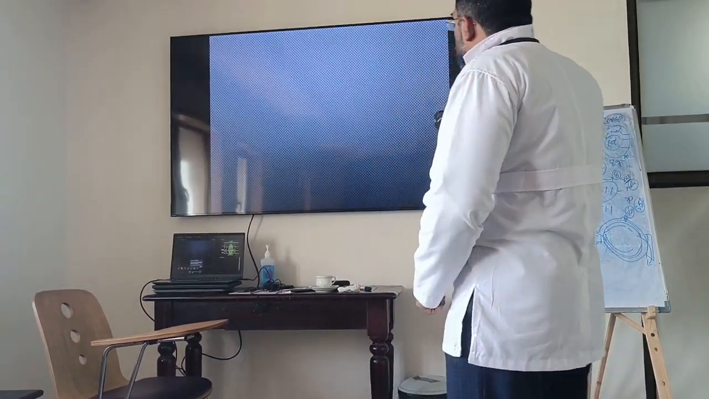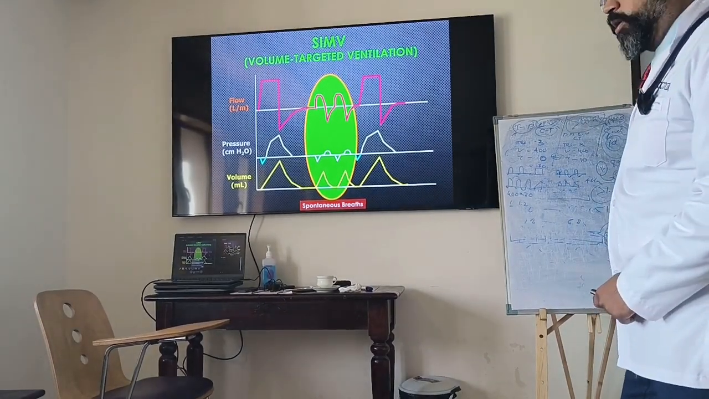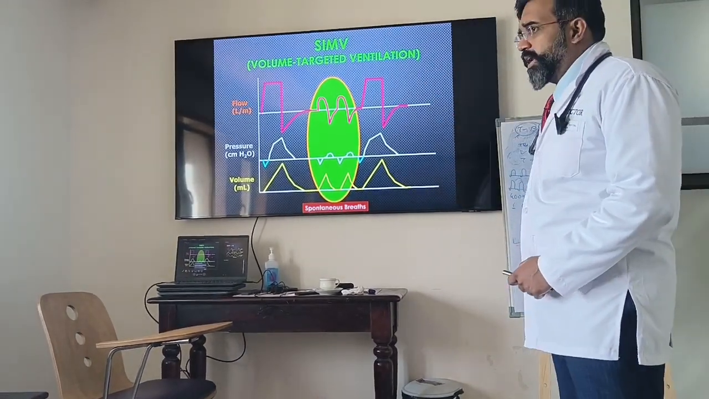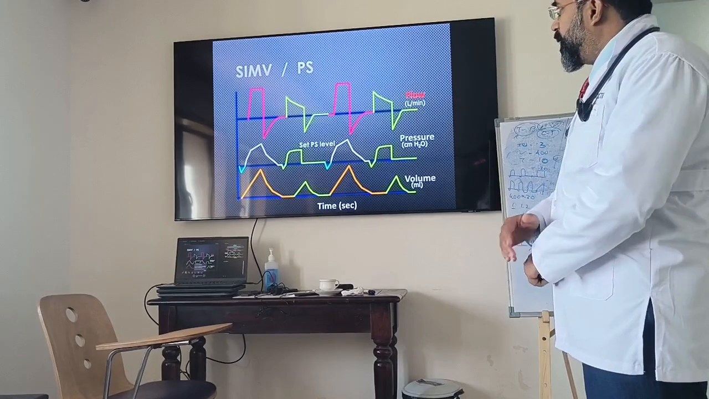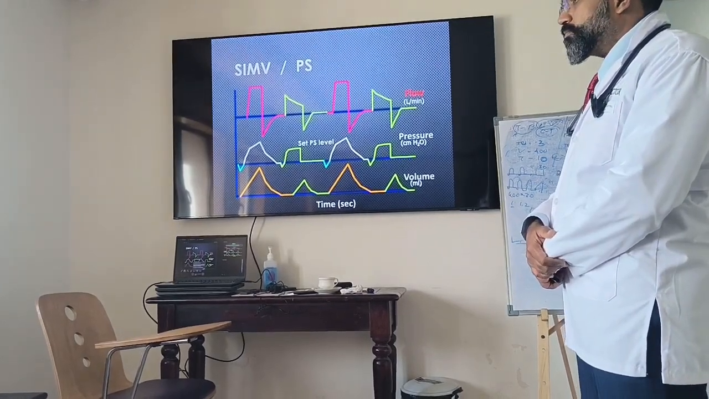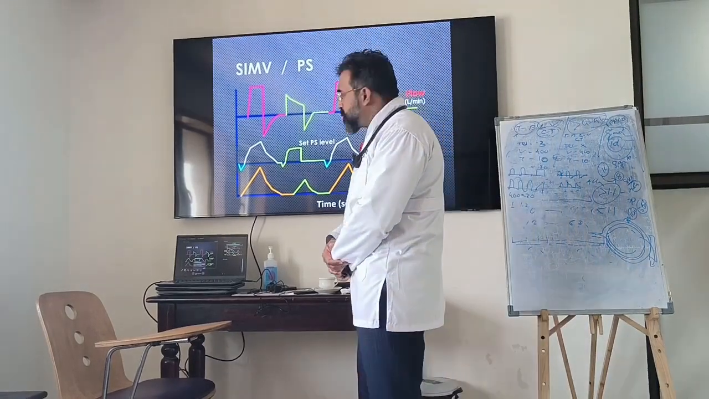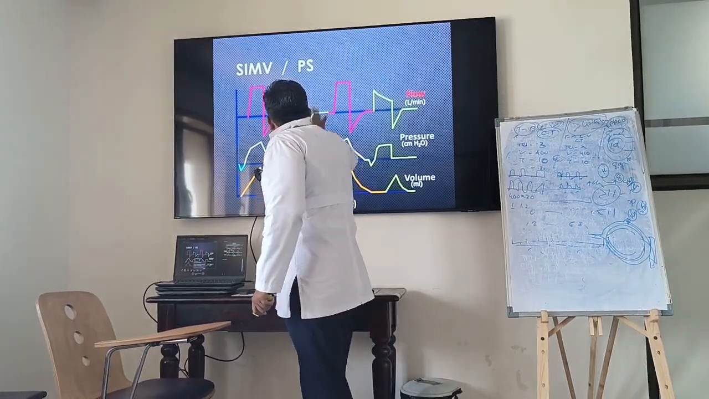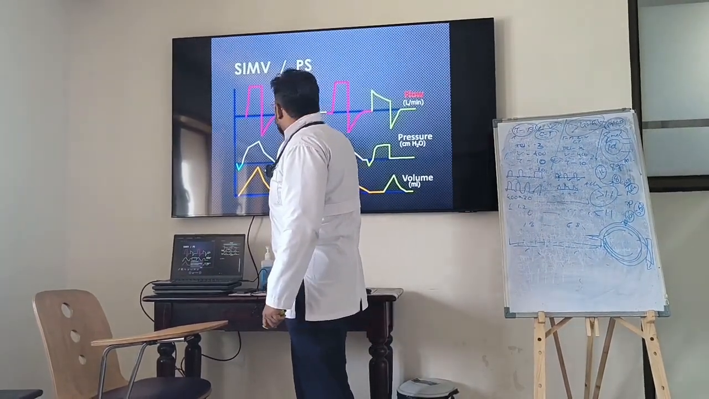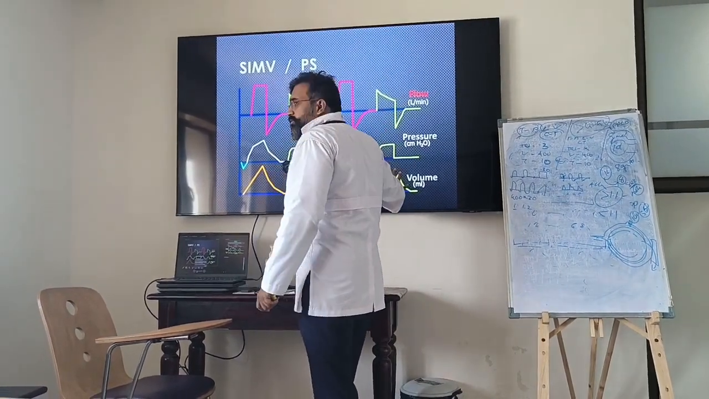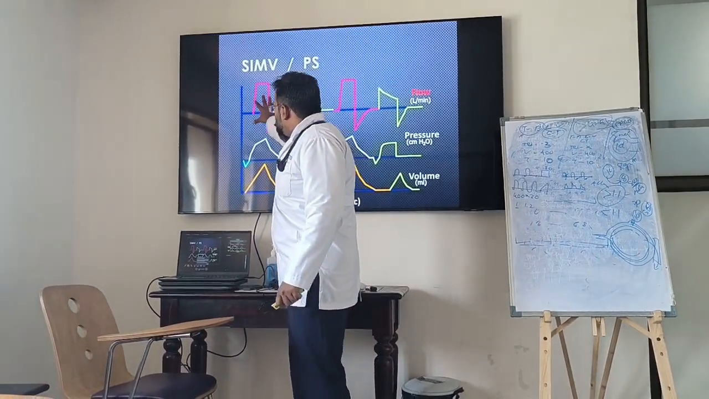So let's go ahead, and this is what is the spontaneous breaths, and those are the volume targeted breaths. Now let's come here. Now what is happening here? So let's again divide this into our breath types. So this is one breath type, and this is the other breath type. Right? Now what is this breath type, Alia?